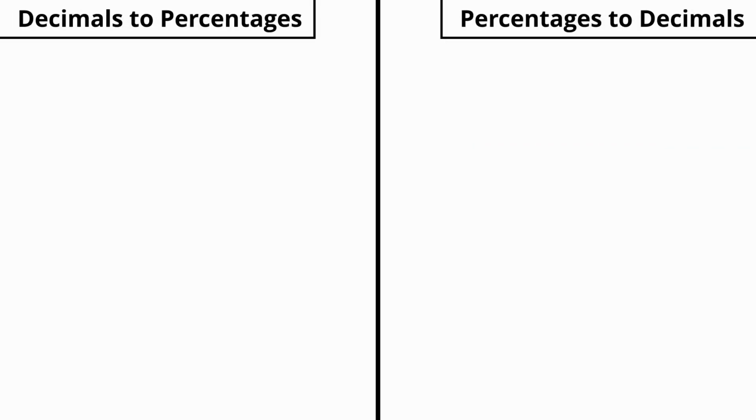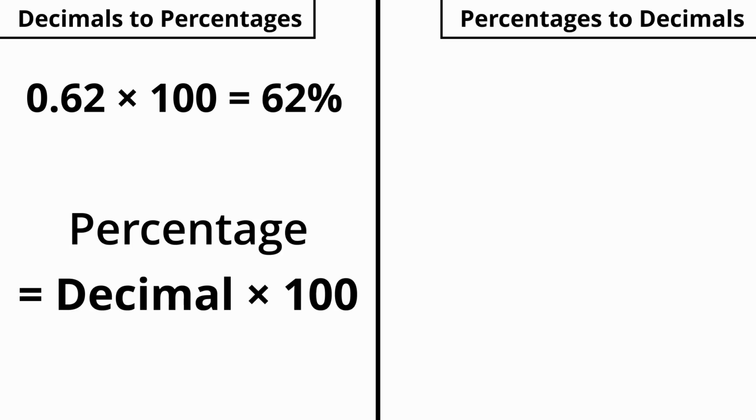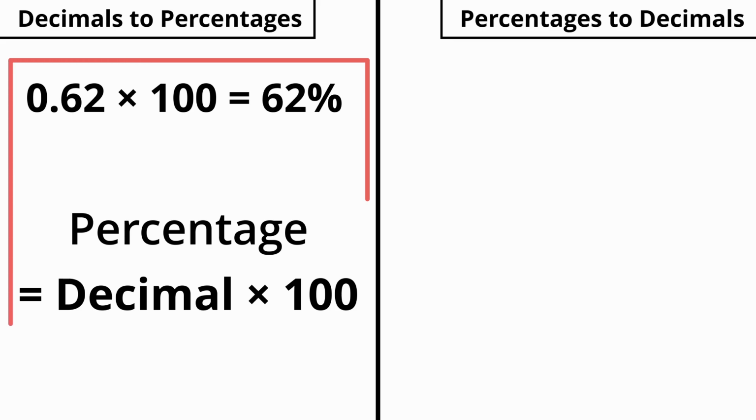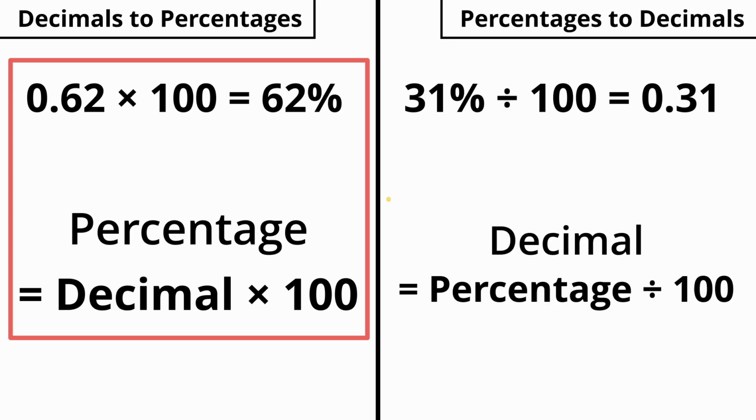To convert from a decimal into a percentage, it is a lot easier. All you need to do is multiply the decimal by 100 and you get the percentage. If you find it easier, you can use this formula. Percentage equals decimal times 100. To convert a percentage back into a decimal, just divide the percentage by 100, or use the formula decimal equals percentage divided by 100.